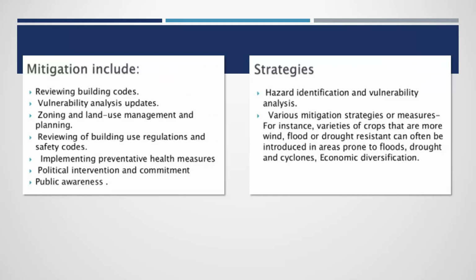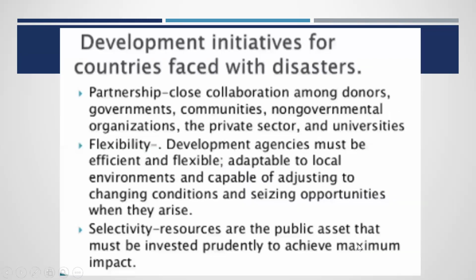Mitigation includes reviewing building codes, vulnerability analysis updates, zoning and land use management and planning, reviewing of building use regulations and safety codes, implementation of preventative health measures, political intervention and commitment, and public awareness. And the strategies include hazard identification and vulnerability analysis. Various mitigation strategies or measures, for instance, a variety of crops that are more wind, flood, or drought resistant can often be introduced in areas prone to floods, drought, or cyclones, and economic diversification.